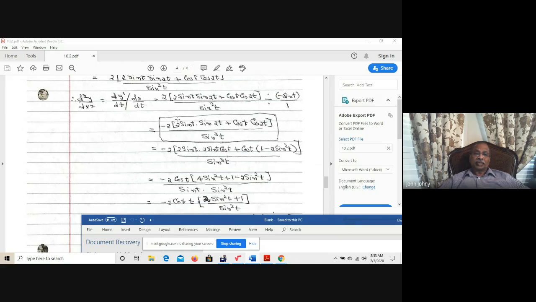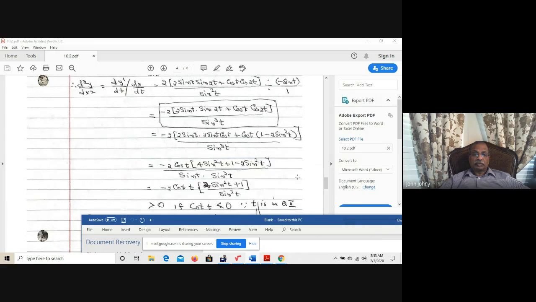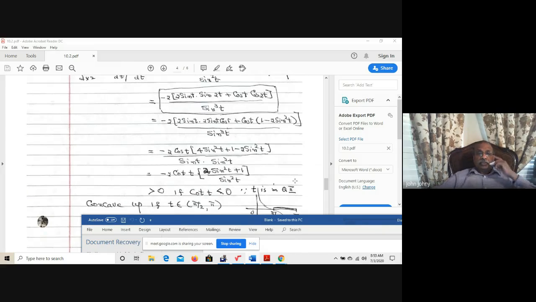But you may stop here, there is nothing wrong in stopping at that point. But if you want to see that your answer agrees with the answer at the end of the book, you have to simplify further. And again, you can use the graph to see when the whole expression is positive.